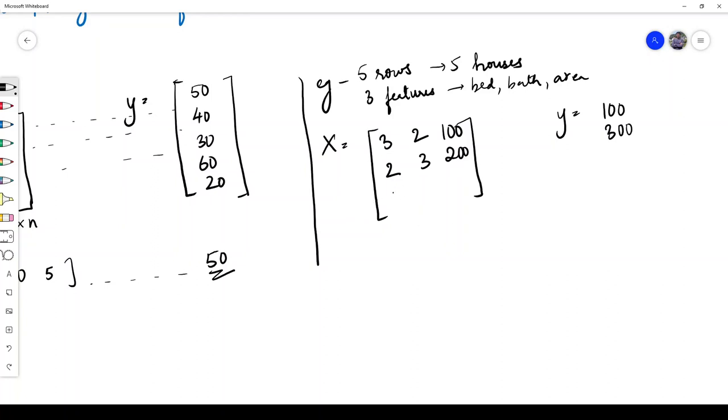Now, let's say this is a much bigger house. This is 5, this is 5, and this is 500. And let's say this is 600. This is how your input will look. So your X will be 5 rows and 3 columns, and this will be 3 rows and 1 column. Did you understand this using this example? Okay, good.